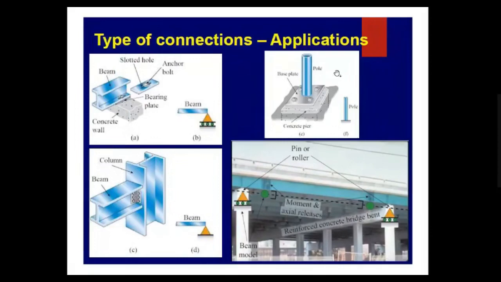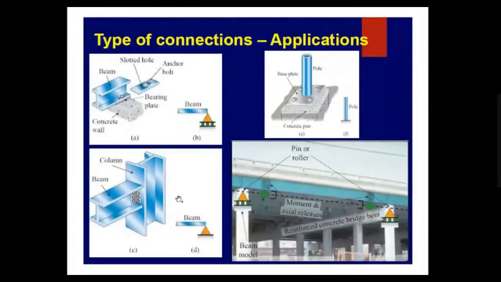This is how fixed support looks. For example, let's consider this steel pole, which is welded to a steel plate, and this steel plate is then firmly connected to the concrete pier. Now this pole cannot rotate, it cannot move up and down, and it cannot move horizontally. So it means that we have provided some kind of fixed support.